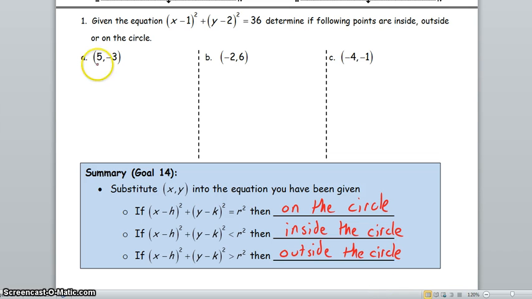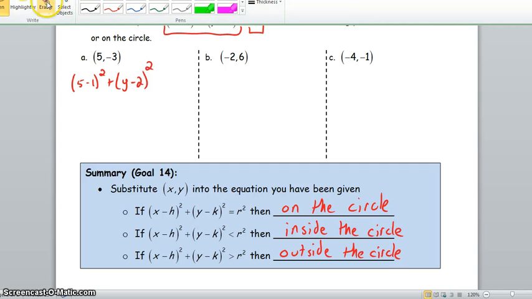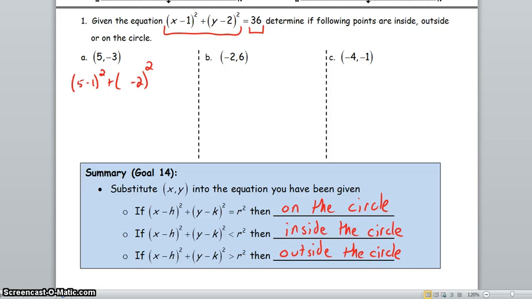So, quick example, 5, negative 3. If I'm doing 5, negative 3, I'm going to substitute into the equation I was given, 5 minus 1 squared plus y minus 2 squared, and I'm checking to see if it equals 36. And I already made one small mistake. It's not y. They told me what y was. It's negative 3, so I do have to substitute negative 3 in there. 5 minus 1 is 4 squared plus negative 3 minus 2, negative 5 squared.